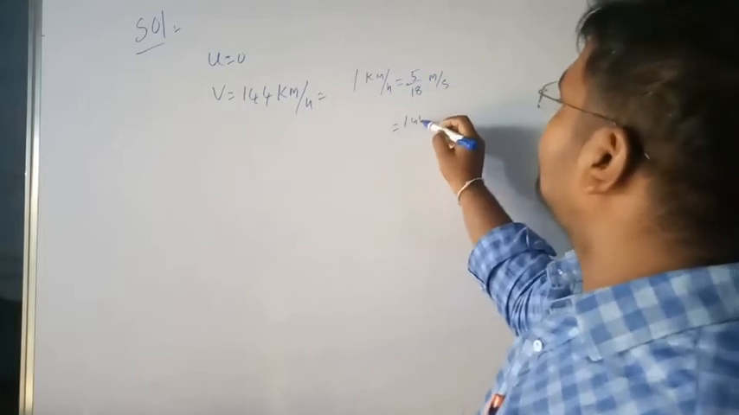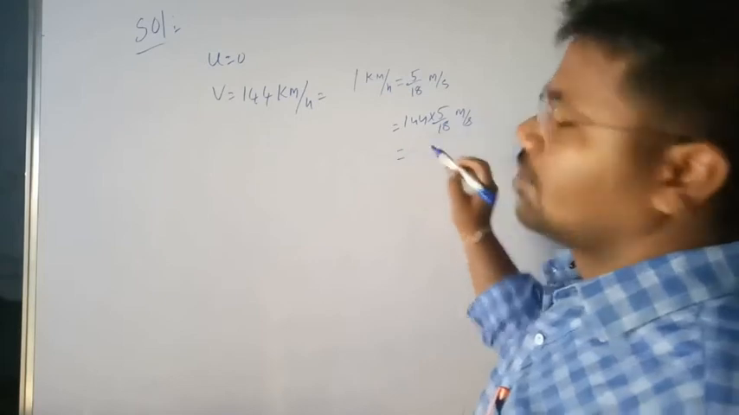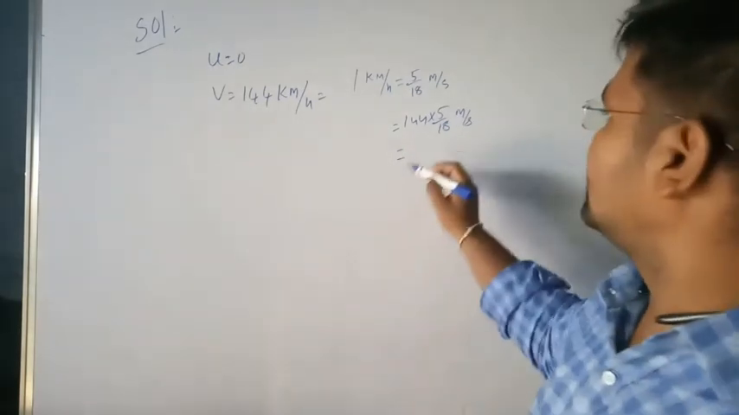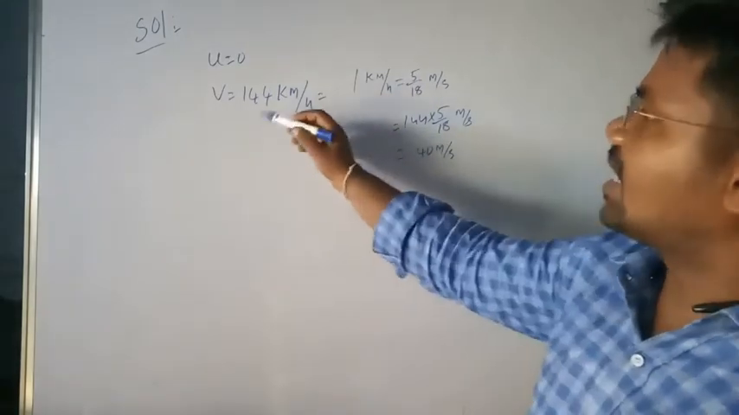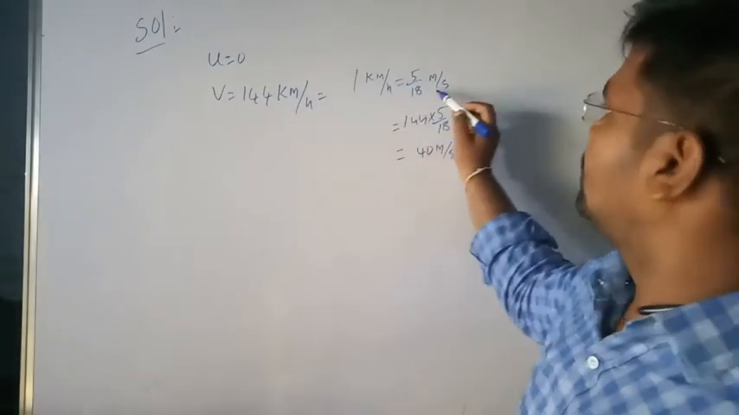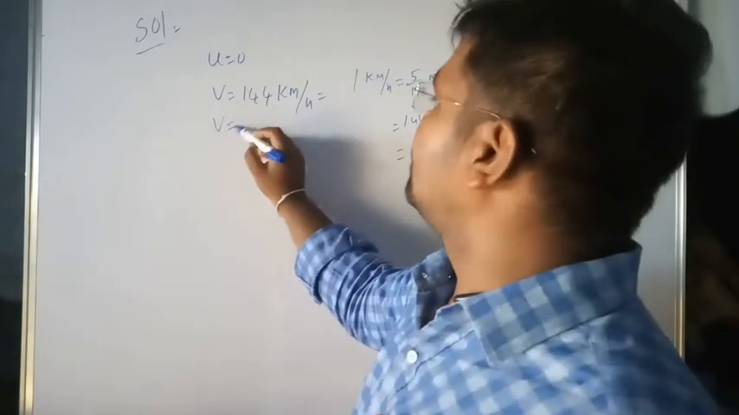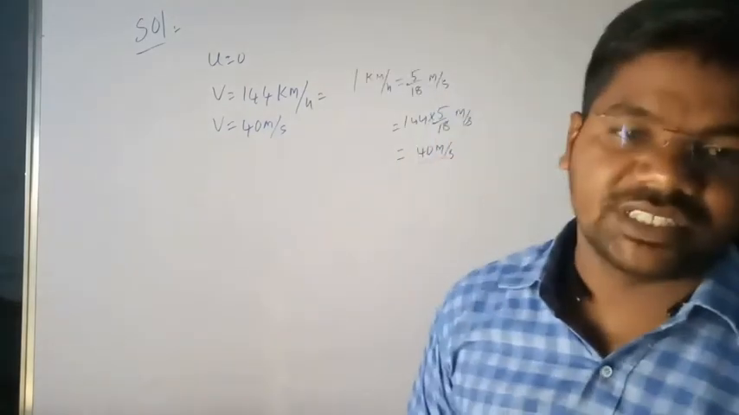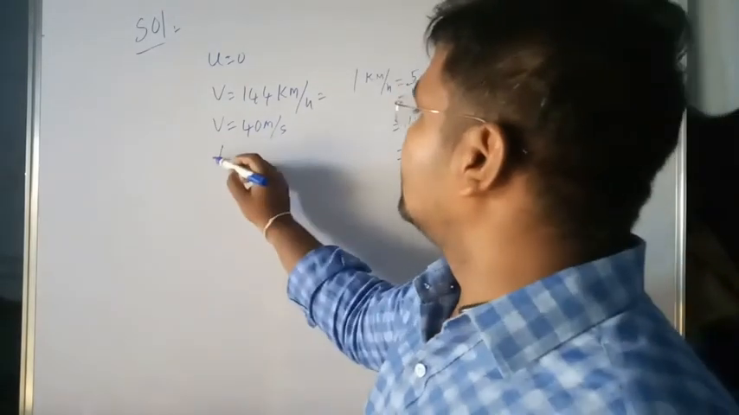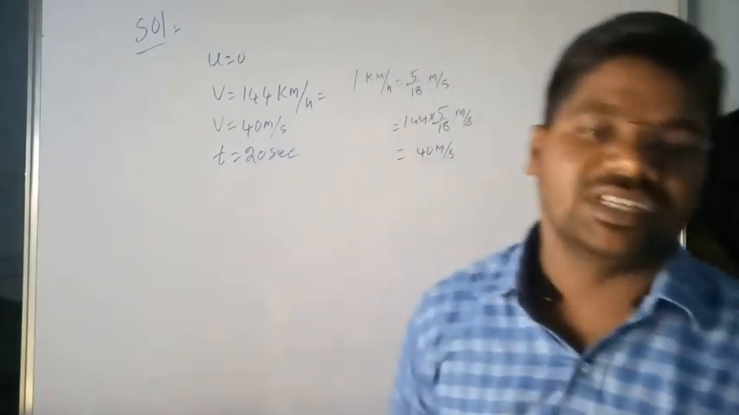So 144 into 5 by 18 is equal to 40 meter per second. Understand? This is the conversion of kilometer per hour into meter per second. So V is equal to 40 meter per second, and time T is equal to 20 seconds.